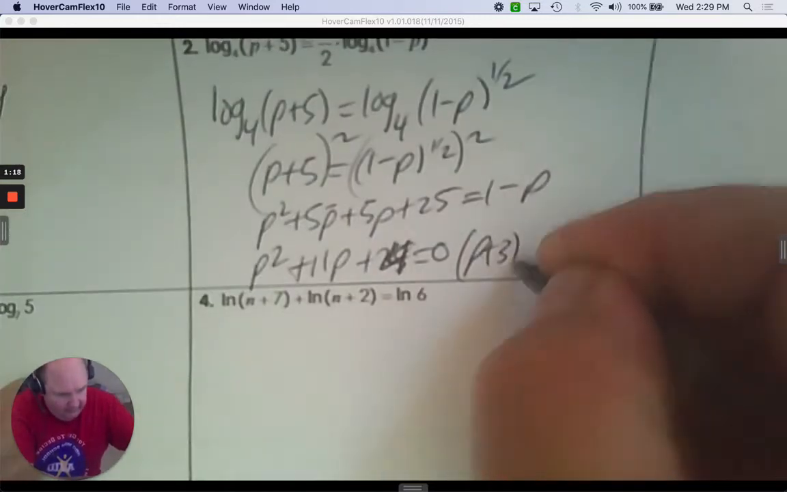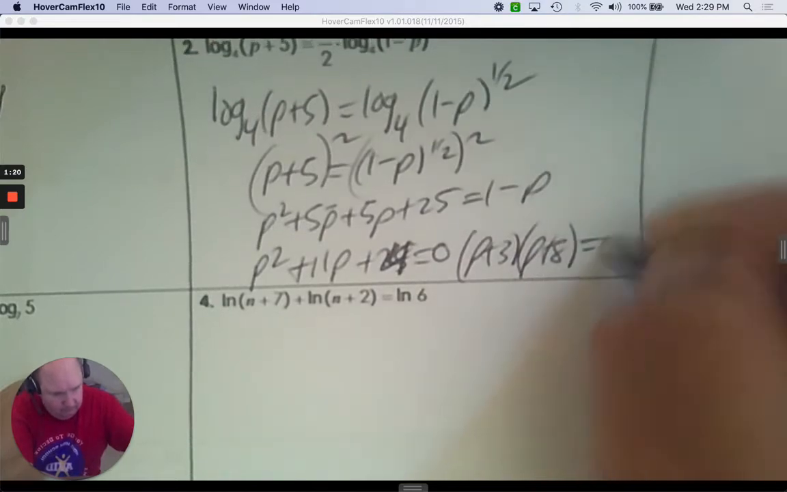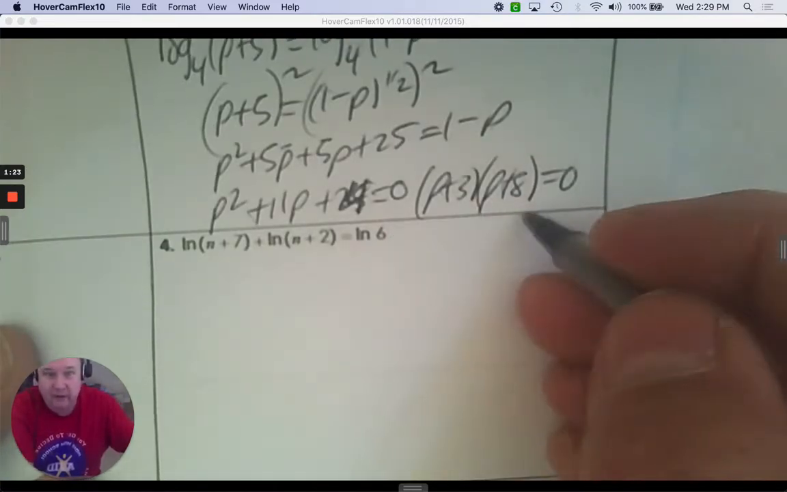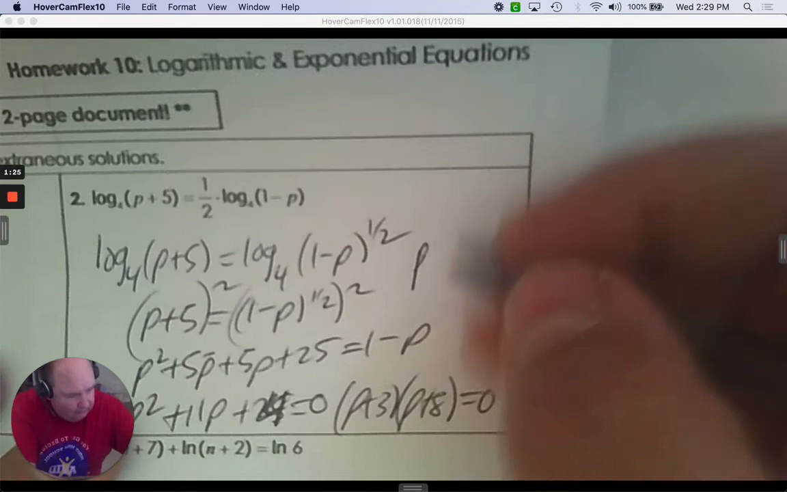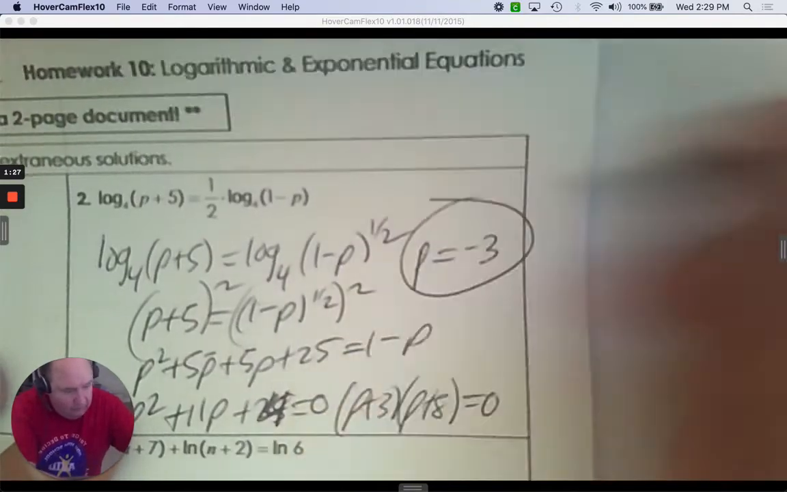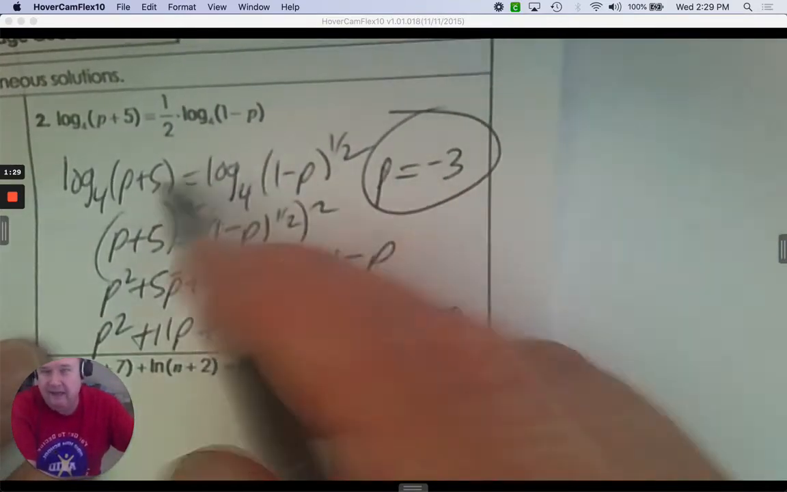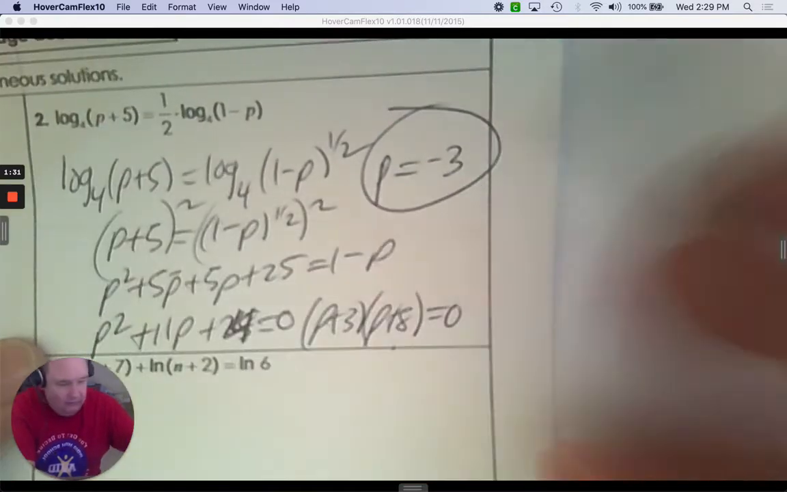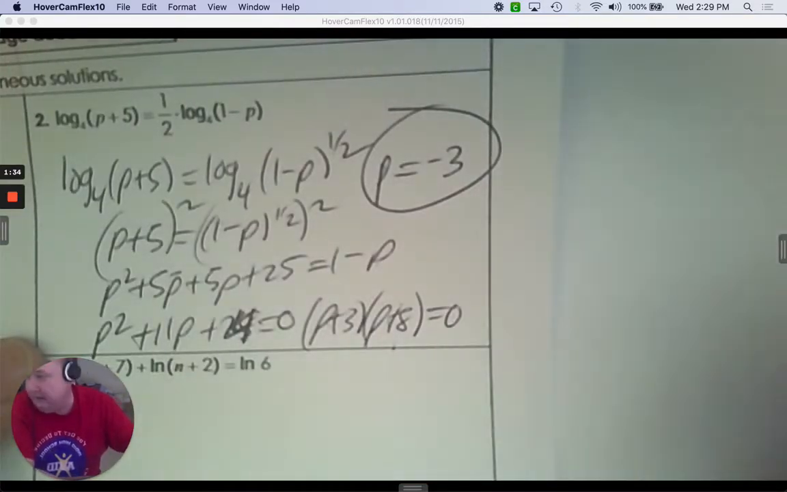That's 3 and 8. They multiply to 24 and add to 11. So the two answers are -3 and -8. But -3 is the only answer I use because -8, when you plug it in here, is extraneous. So it's just -3.